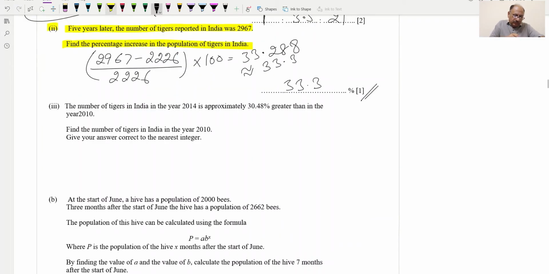Now, for the third part, the number of tigers in India in the year 2014 is approximately 30.48% greater than in the year 2010. Find the number of tigers in India in 2010. Give your answer correct to the nearest integer. So we can calculate this.